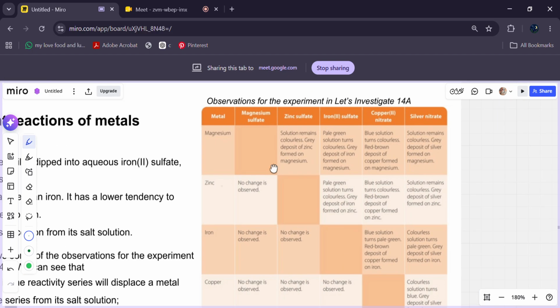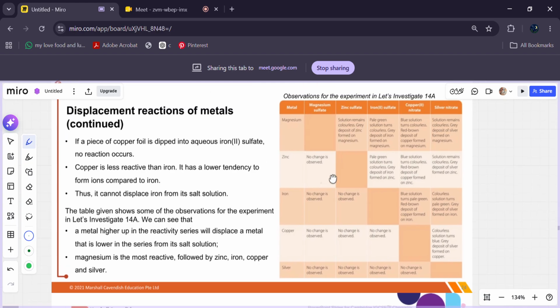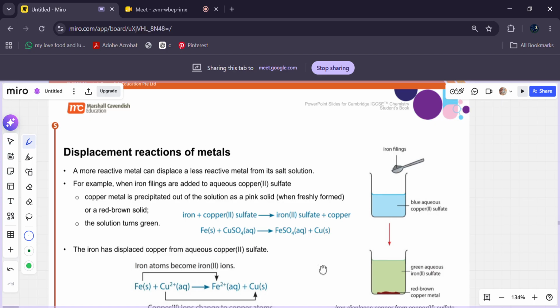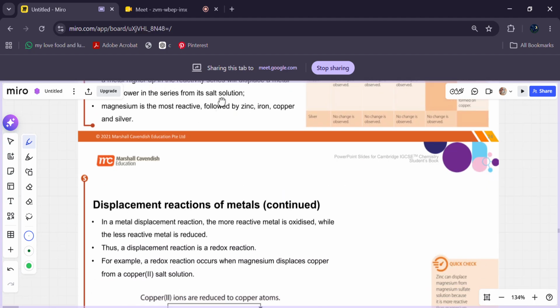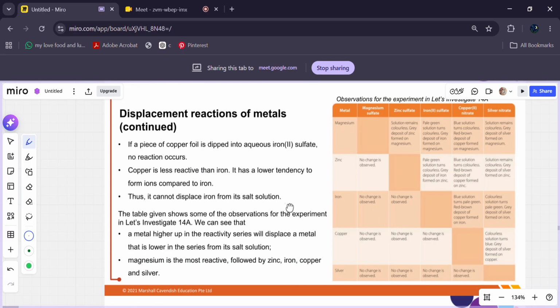Now, this table shows some of the observations from the experiment. Let's Investigate 14.8 is not shown in the PowerPoint, but I'll explain it to you. In Let's Investigate 14.8, they investigate the displacement of metals from their solution by another metal. Now, this table shows the results for that.